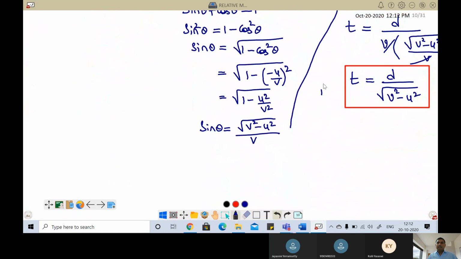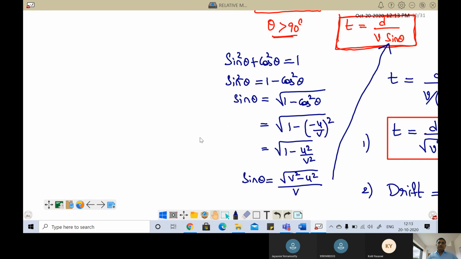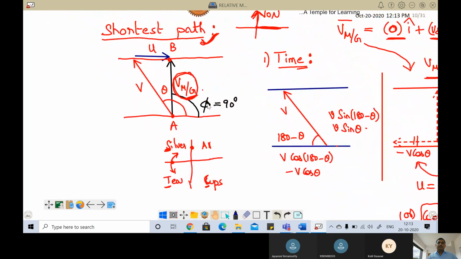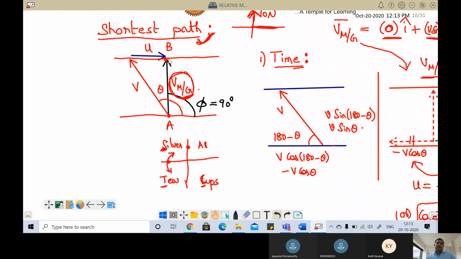Now if you want to calculate drift, please remember in this case drift is 0. Drift is 0 because our aim is to cross the river in the shortest path. Although you are traveling like this, your aim is to travel here only. You are traveling to this point, so therefore the drift is 0. Always remember, in the shortest path, only if the drift is 0 is it called a shortest path. If there is some drift, then that is not called a shortest path. So these are the two formulas you should remember.